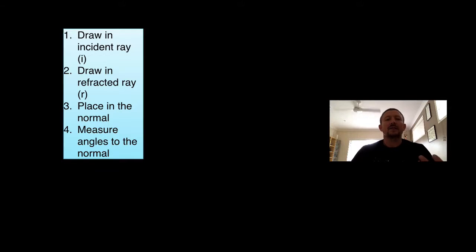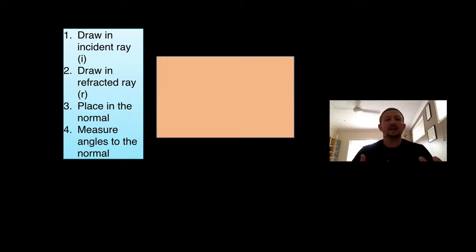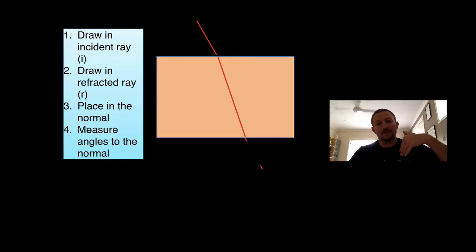So let's have a look at how we can set it up. So here's our glass block, and here's our incident ray. It passes through and it diverts. Then it comes out and we notice that it's parallel.